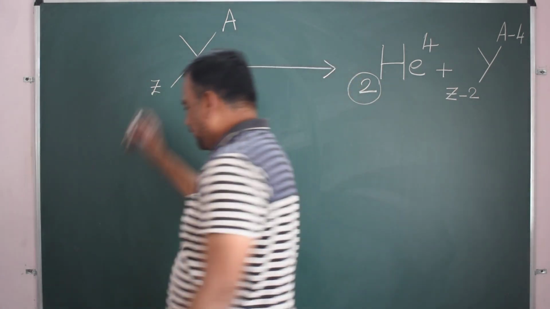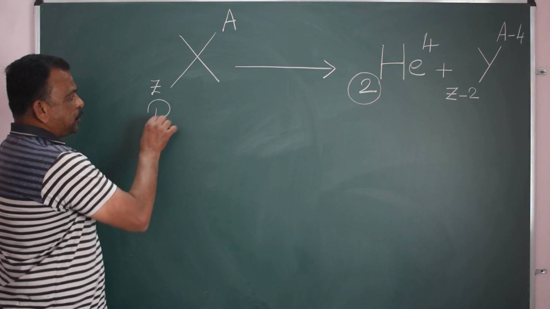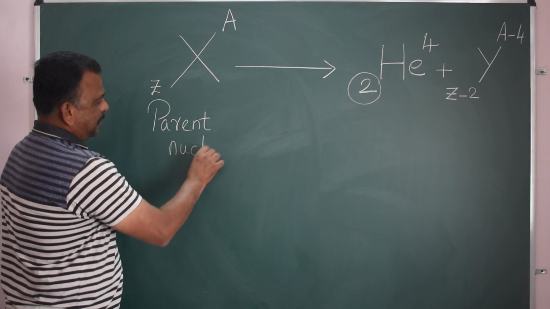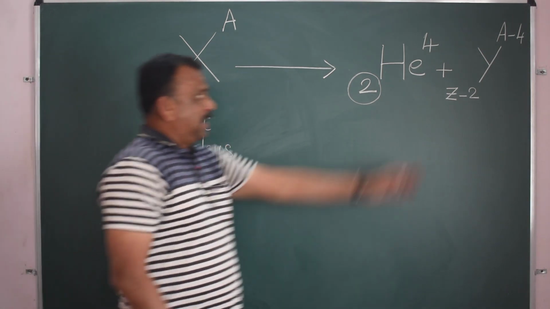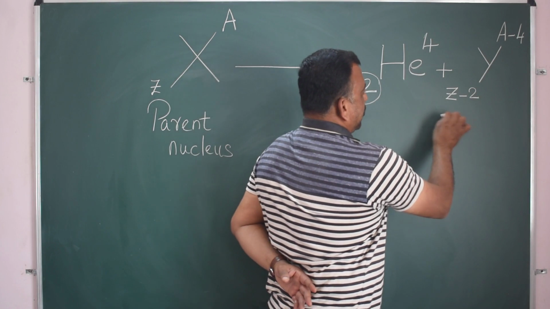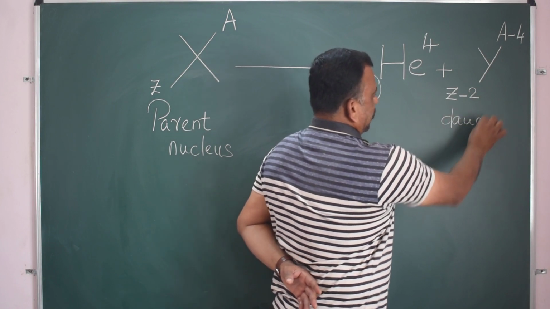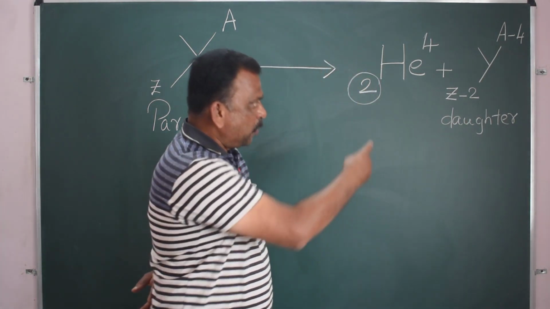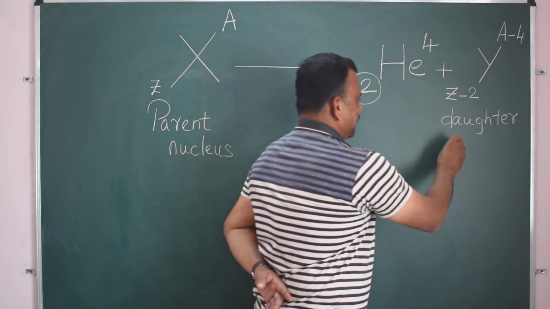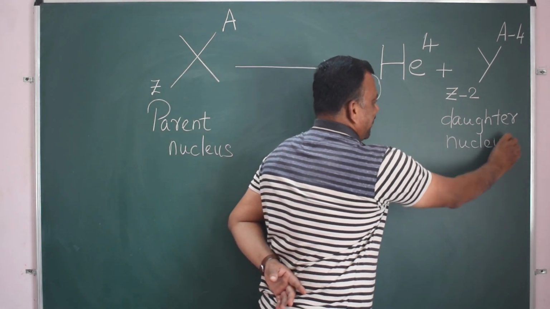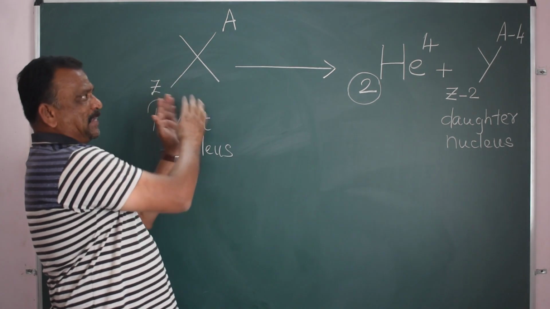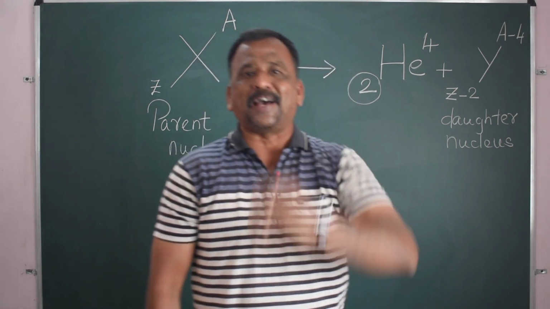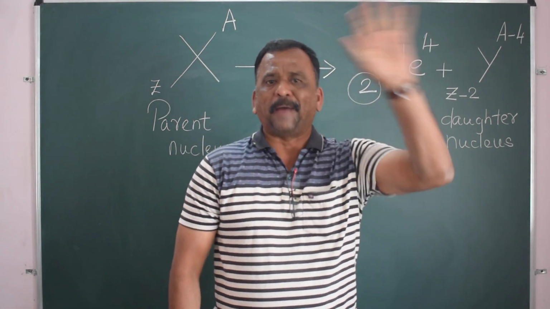Now, the original nucleus is technically called the parent nucleus. We can also call it the mother nucleus, but stick to the word parent. And the new nucleus formed is called the daughter nucleus. Okay, and it's not son nucleus. See, even in those days they gave women first place. Why not call it son nucleus? Yet they call it daughter nucleus. Okay. So whenever a parent nucleus emits an alpha particle, the daughter nucleus formed will have atomic number 2 less than the parent and mass number 4 less than the parent.